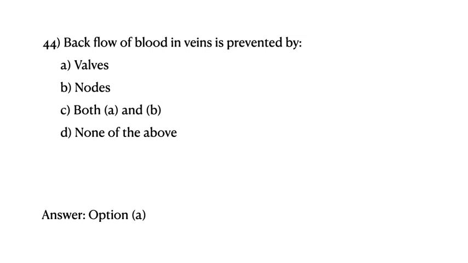Question number 44. Backflow of blood in veins is prevented by option A, valves, option B, nodes, option C, both A and B, option D, none of the above. Now children, in veins, backflow of blood is prevented by valves. Okay, so here option A is the correct answer.